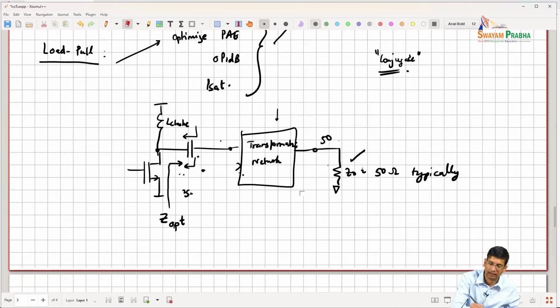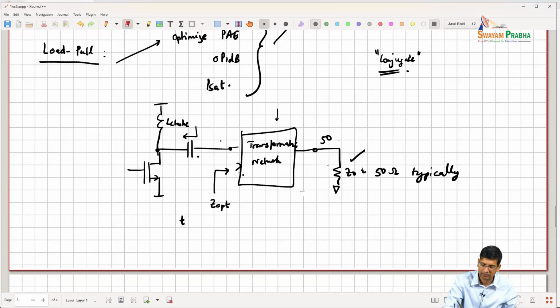Let's say that I'm transforming this 50 ohm. My objective was to make this look like Zopt, right? But in the small signal, what I see is this doesn't look like Zopt, right? This is not equal to Zopt.